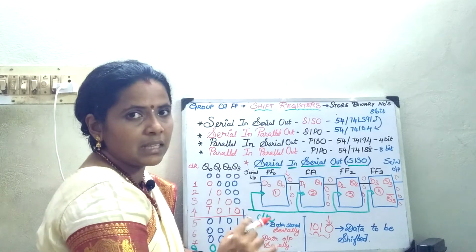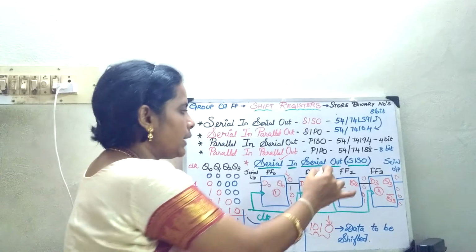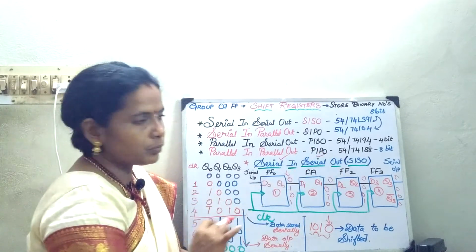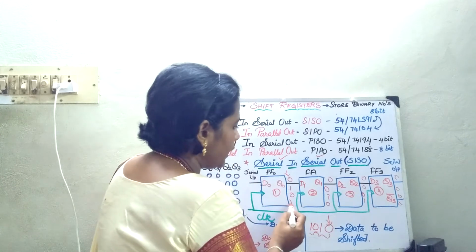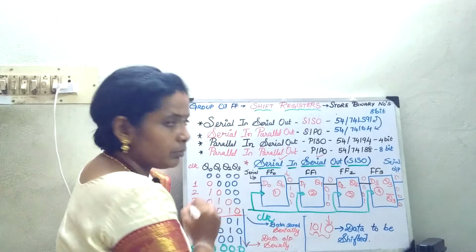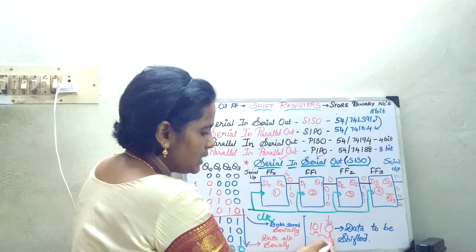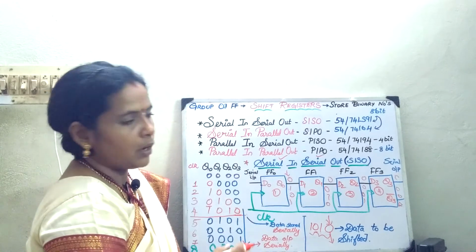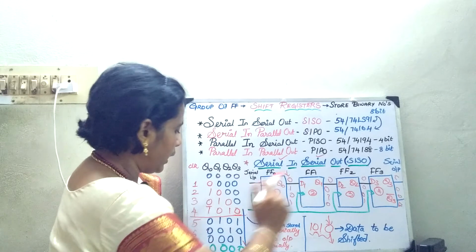Now what is the next thing? I have entered the data serial in, but I have to output the data serial out. Now what is the data which is existing at the 4th clock pulse? It is nothing but 1010. So this data is there, which means at the 4th clock pulse itself the first data is shifted out. Now I am going to apply the 5th clock pulse. What will happen? The bits are going to move one after the other.